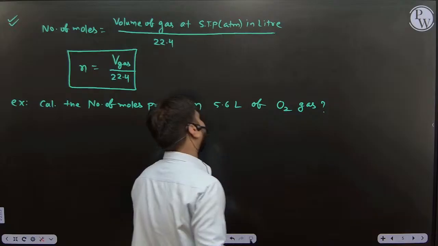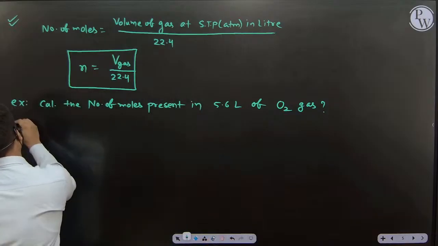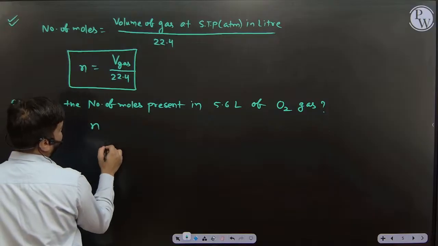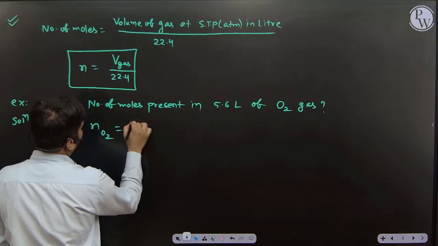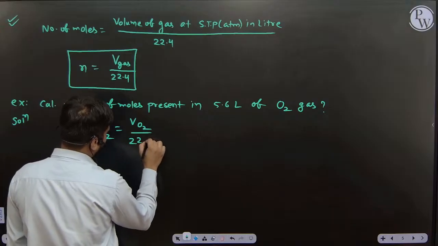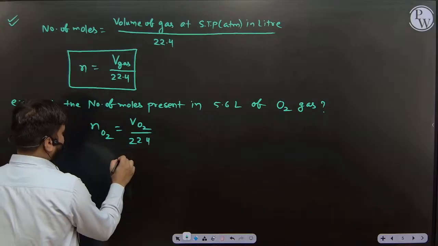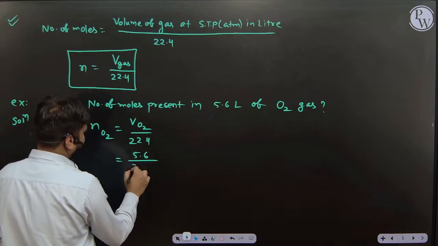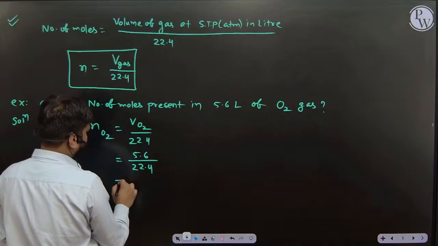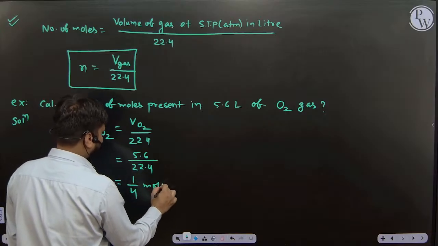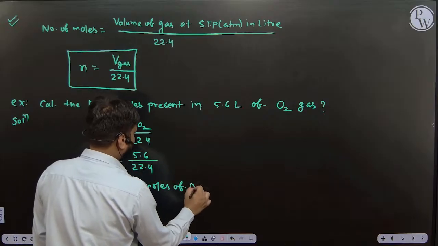So we can use the formula: moles of oxygen gas will be volume of O2 gas divided by 22.4. It will be very simple to calculate, you just put the data and you will get the answer, correct. So when you solve this you can easily get 1 by 4 moles of dioxygen.